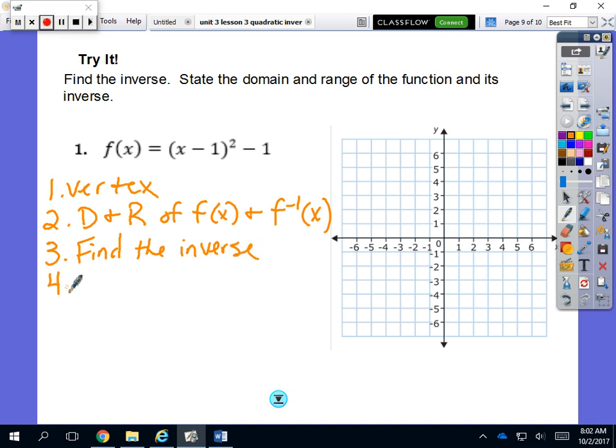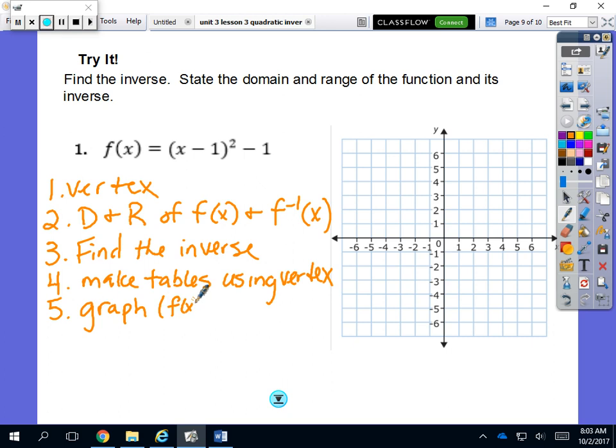Make your tables using vertex points, and then graph. Don't forget the line of reflection. Graph f of x, the inverse, and the line y equals x. Graph all three of those.